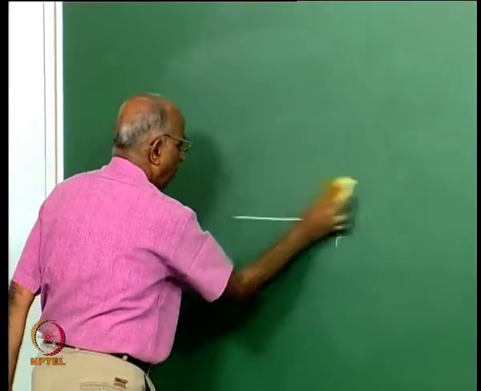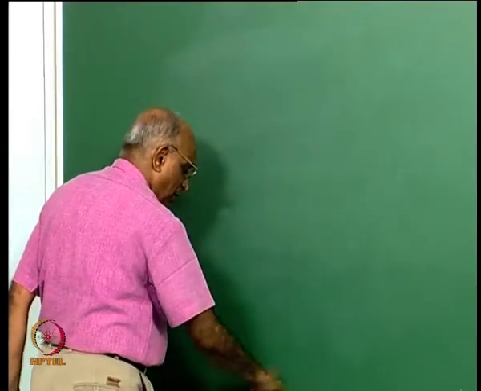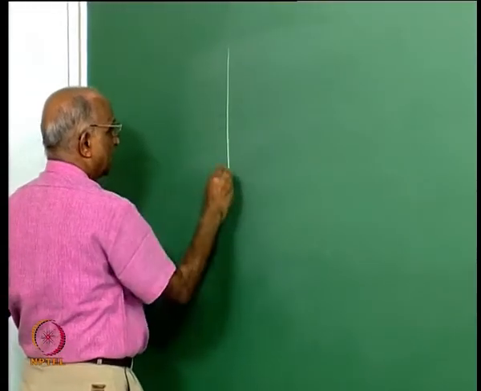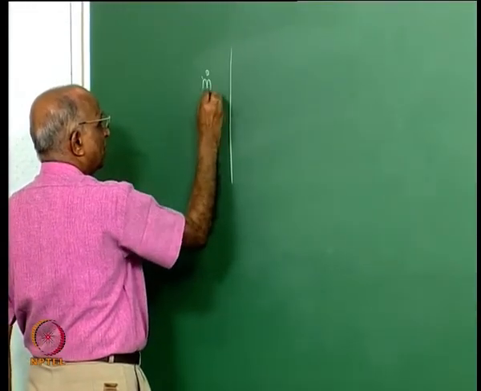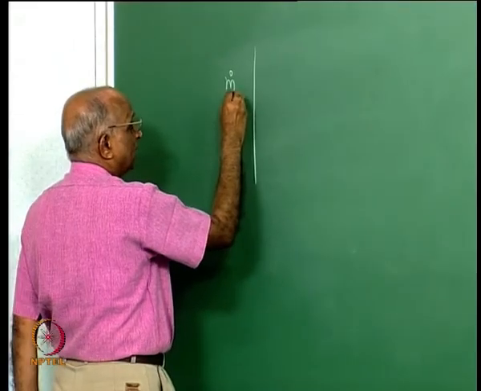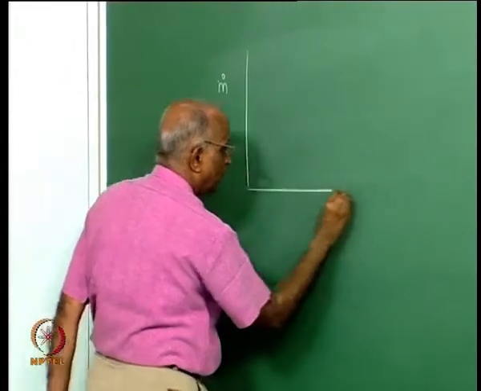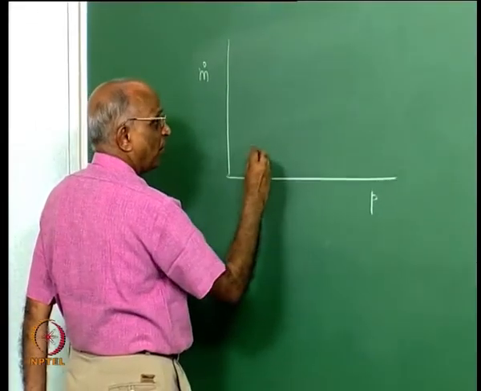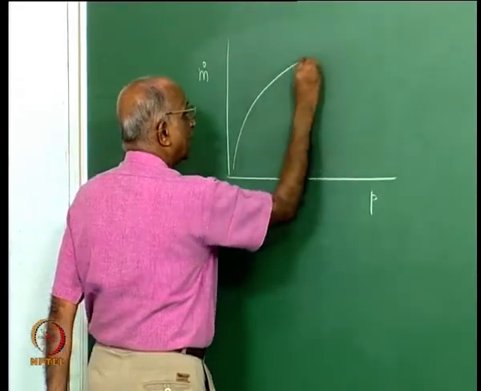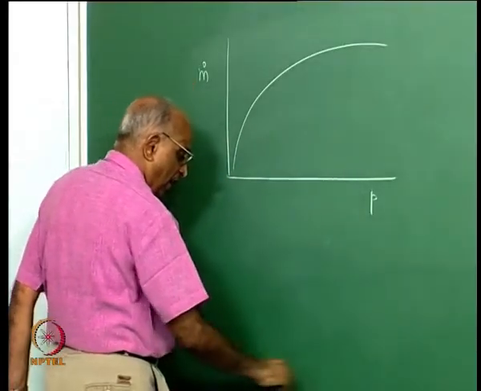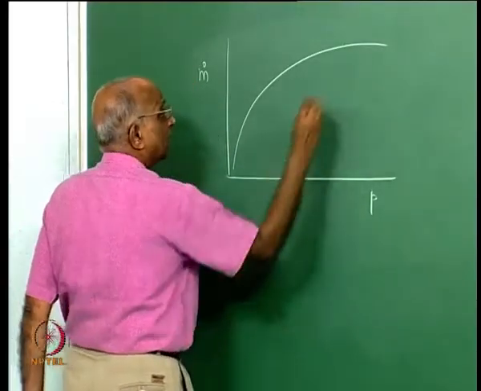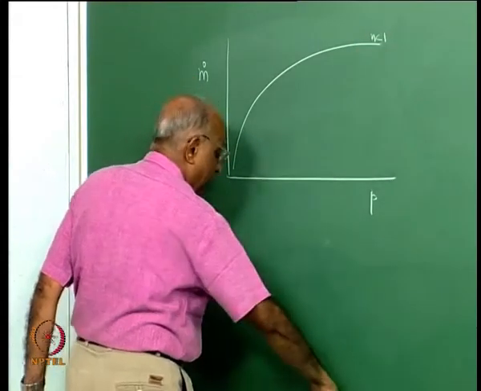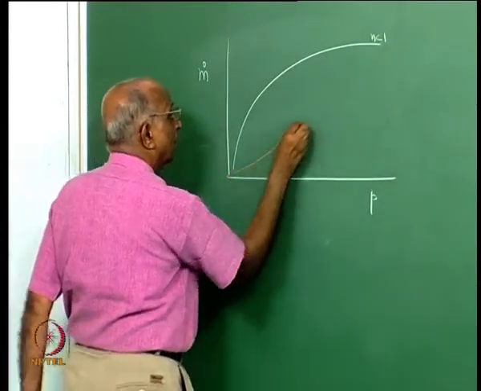Let me now plot all the three together on a single graph. Let me have my axis here, the y axis being mass generation, or the mass which is leaving the nozzle, as a function of pressure. Let me put the value first for n less than 1, I get a curve like this. If I have n greater than 1, well, the curve is like this.